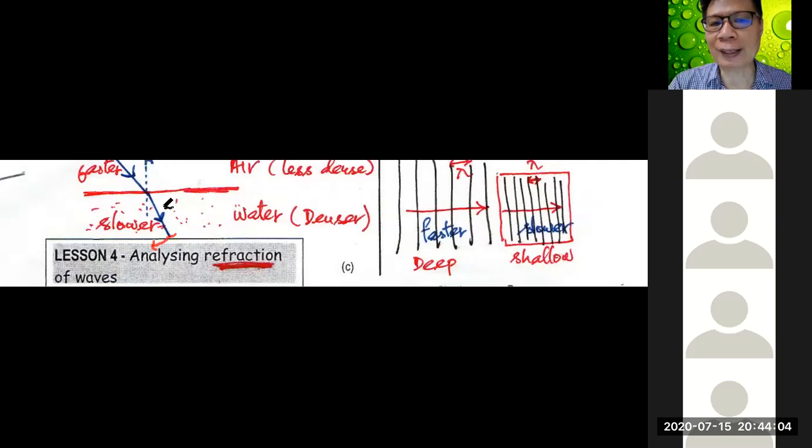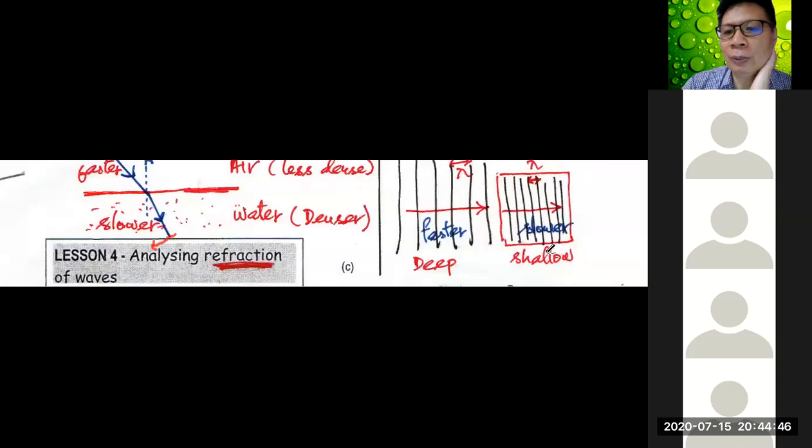Refraction of light happens when light moves from one medium to another of different density. Whereas refraction of water waves happens when the water moves between different depths, for example from deep to shallow, or from shallow to deep. Then the water wave will refract and change direction. Understand? There is another thing I want to tell you. Look at this diagram. The wavelength lambda: in the deep water, the wavelength lambda is big.